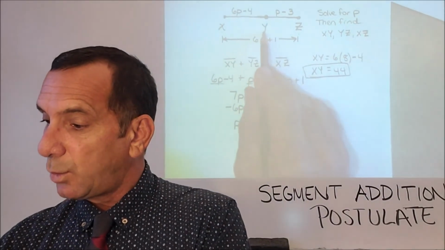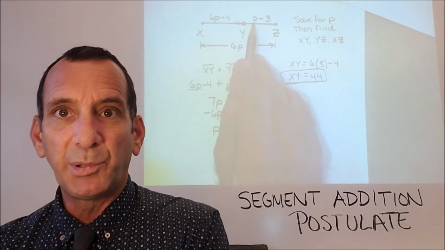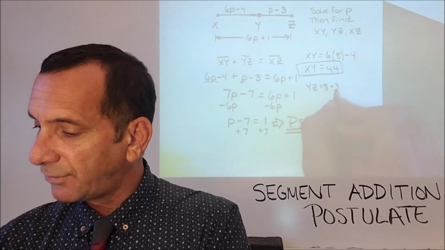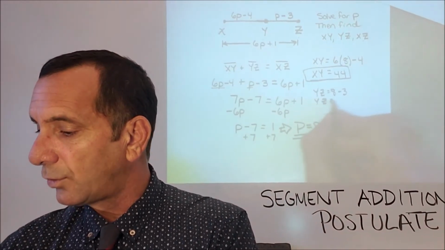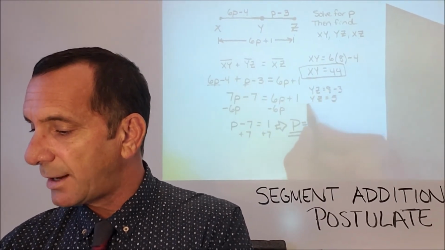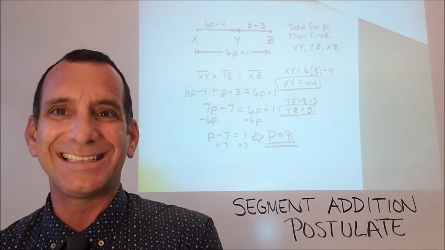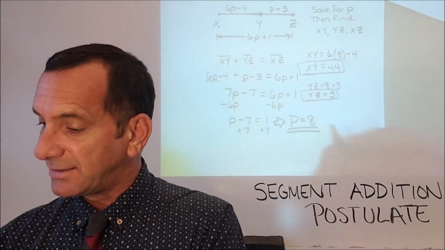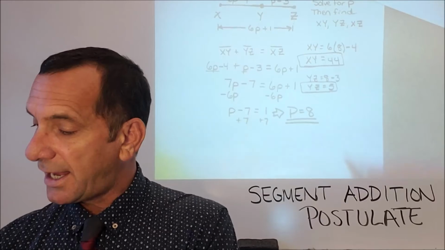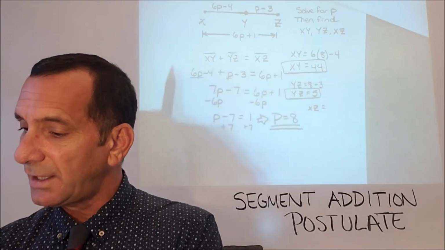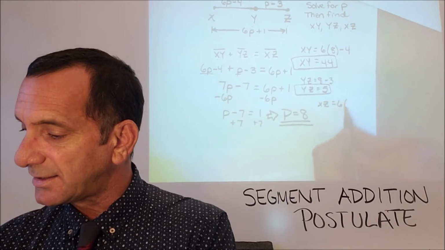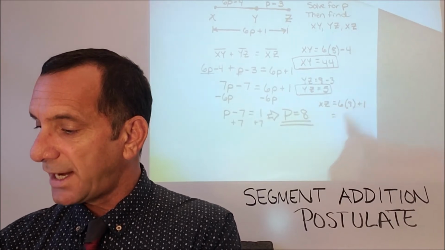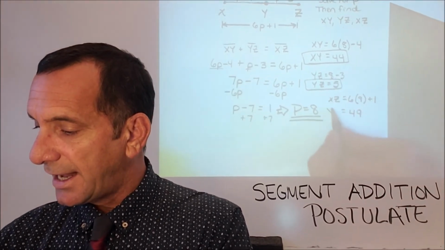Okay, here we go. We need YZ. YZ is p minus 3. YZ equals 8 minus 3. YZ equals 5. Substituted that p for 8. Now we've got the last one, XZ. And I'll just come right on down here. XZ is 6p plus 1. That's 6 times 8 plus 1. And that equals 48 plus 1, 49. XZ.